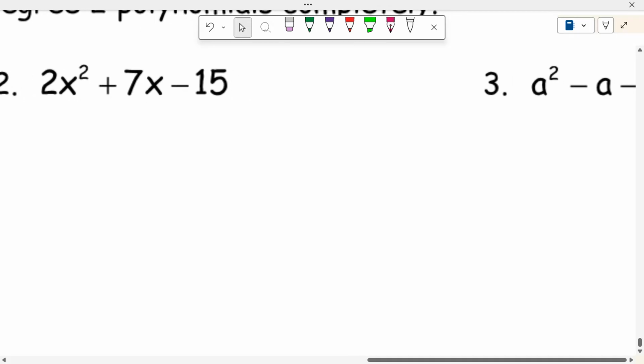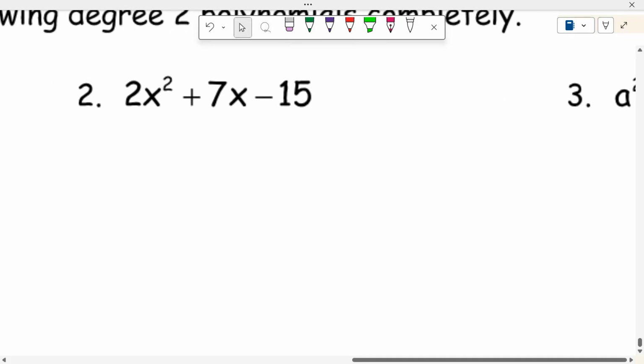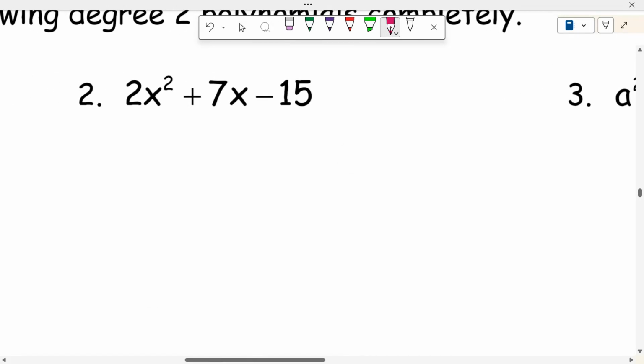All right, so for this one, again, I know it's a degree 2 polynomial. You're only factoring degree 2 polynomials in grade 10.